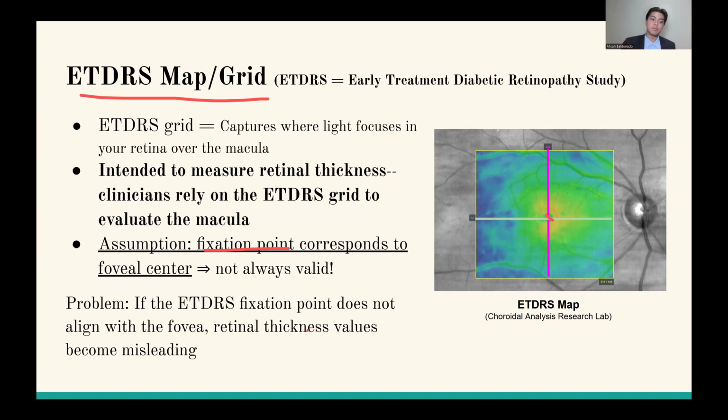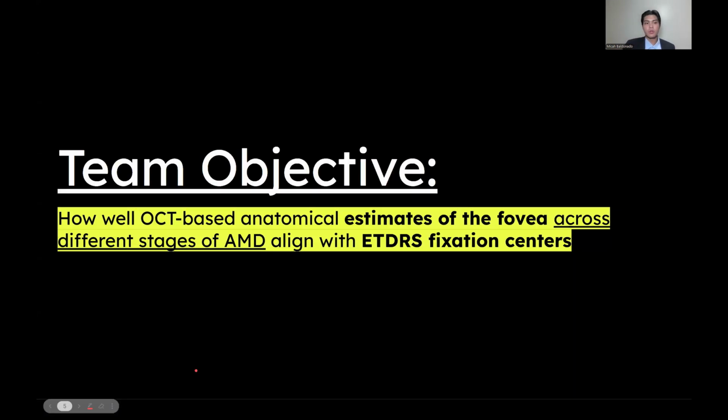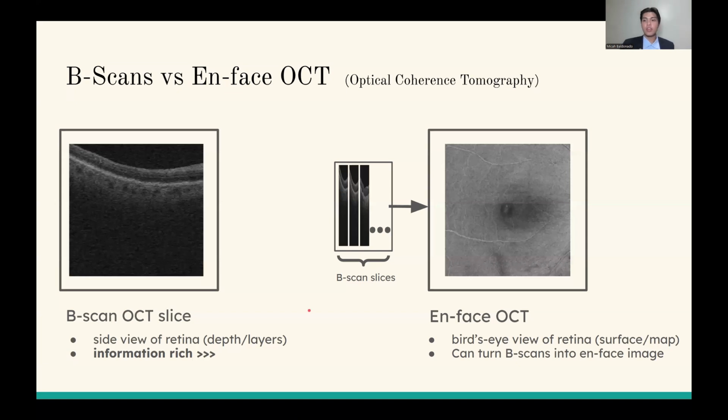And here we have a problem. If the ETDRS fixation point does not align with the fovea, retinal thickness values become misleading. Thus, our team had the following objective. Our team wanted to determine how well OCT-based anatomical estimates of the fovea across different stages of AMD align with these ETDRS fixation centers.